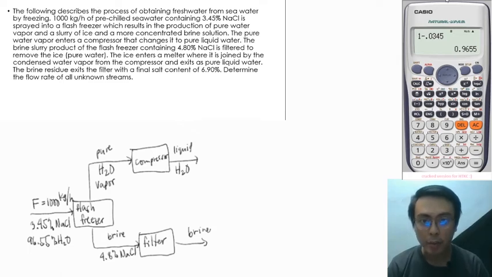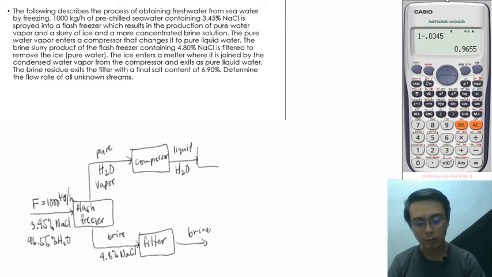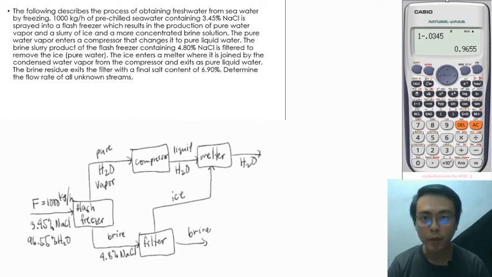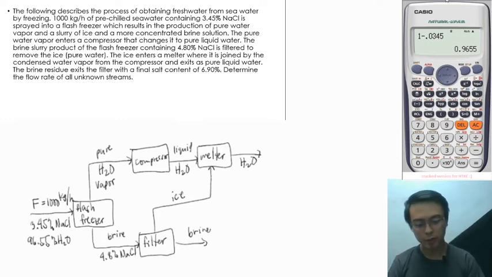The ice enters a melter where it is joined by the condensed water vapor from the compressor and exits as pure liquid water. So after the compressor, we have a melter, and this is where the ice coming from the filter joins the liquid water. And then the product from the melter is pure water. And then the brine residue exits the filter with a final salt concentration of 6.9%. So this is 6.9% sodium chloride.